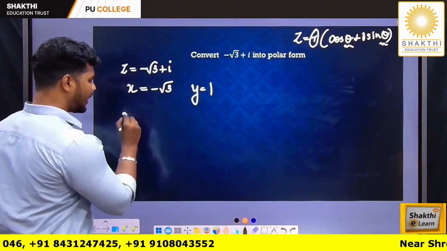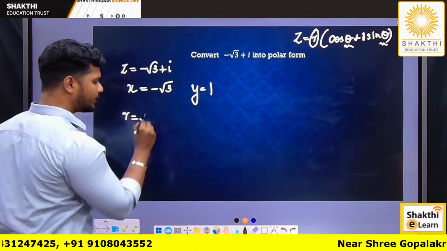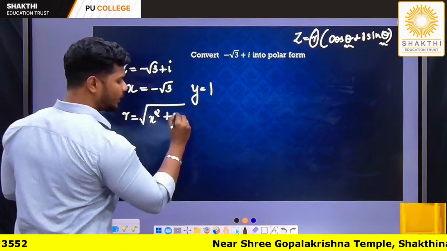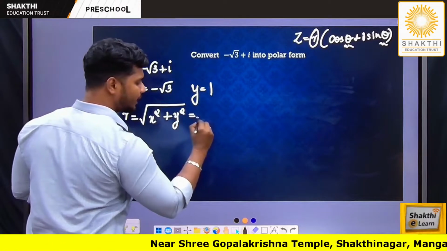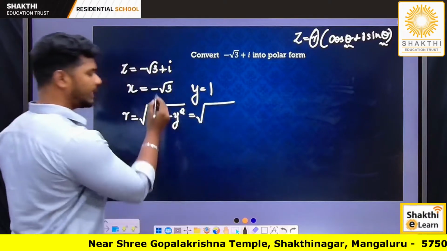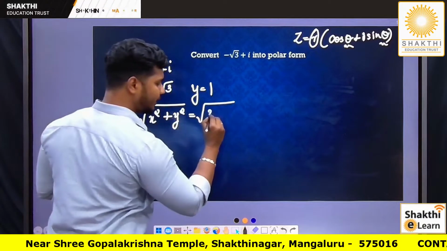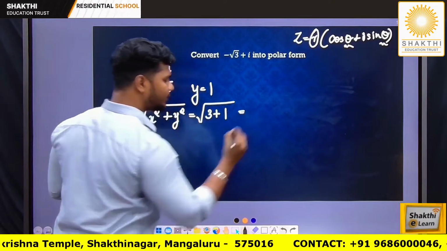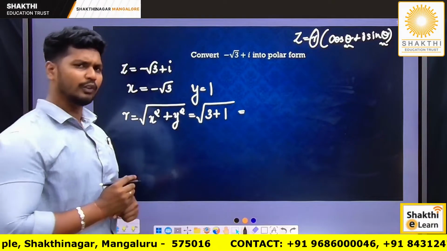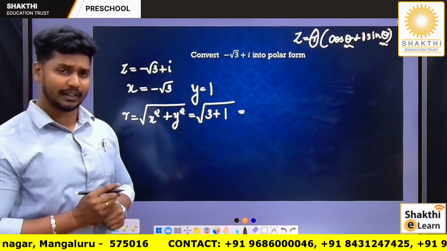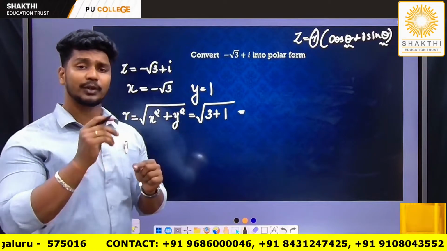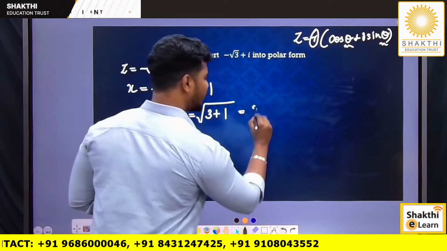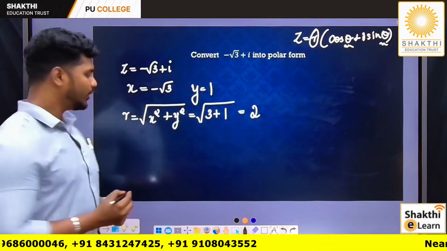I told you we have the formula to find the value of r. r is equal to under the root x square plus y square. That will be nothing but under the root, x square is minus root 3 whole square, that is 3, plus y square is 1 square, that is 1. Under the root of 3 plus 1 is root of 4. Root of 4 is plus or minus 2 basically. But the r value is the distance between the origin and the point. It is always positive, so you consider the positive value, that is only 2. You got the value of r as 2.